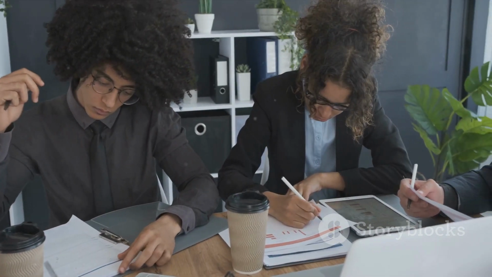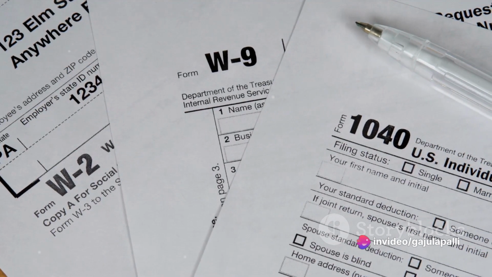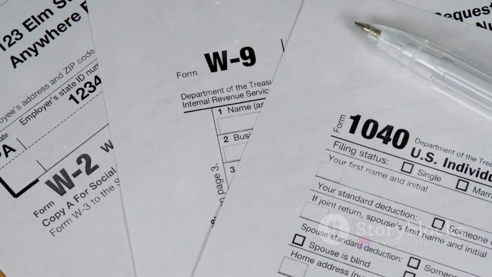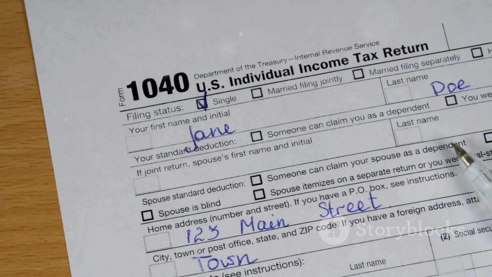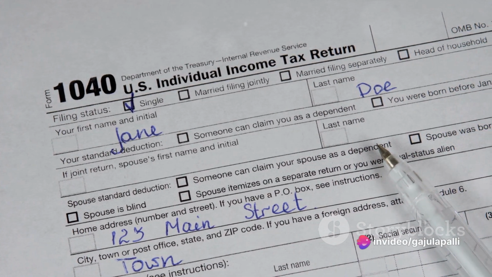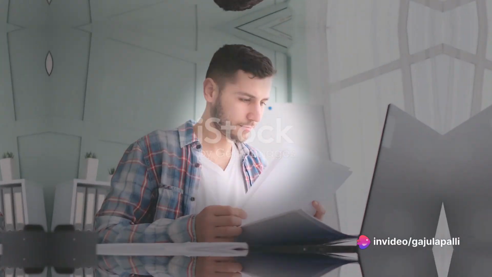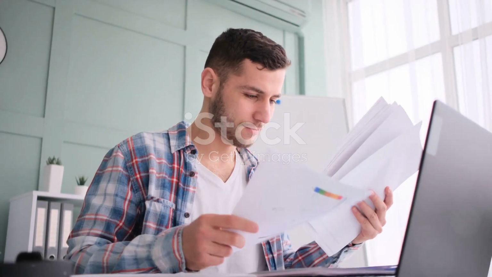This document comes in two parts, Part A and Part B. Part A contains details about both the employer and employee. This includes names, addresses, tax deduction and collection account number, also known as TAN, and permanent account numbers or PAN for both parties. It also includes details of the tax deducted at source by the employer and deposited with the government.